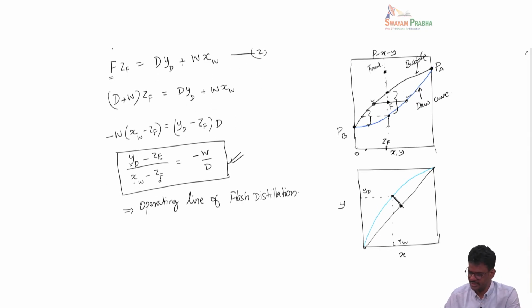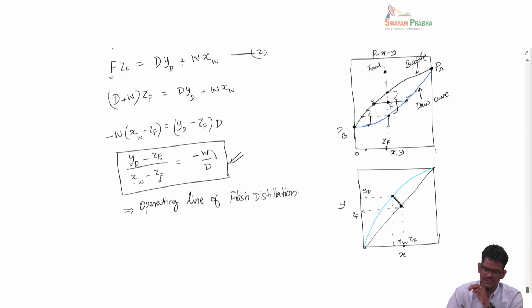So this point lies on the 45-degree line. So this is ZF both ways. So what this tells me is that depending upon how much vapor and liquid I create by partial vaporization, the slope of the line will be dictated, and the point where this line touches the equilibrium line is the equilibrium composition.